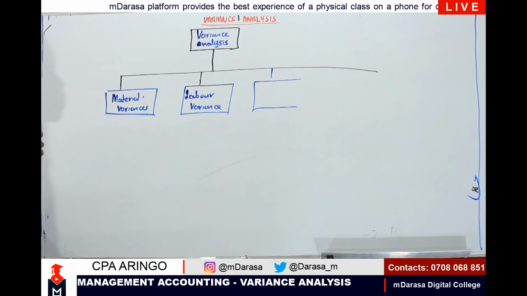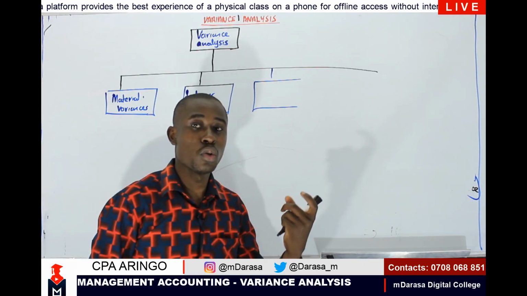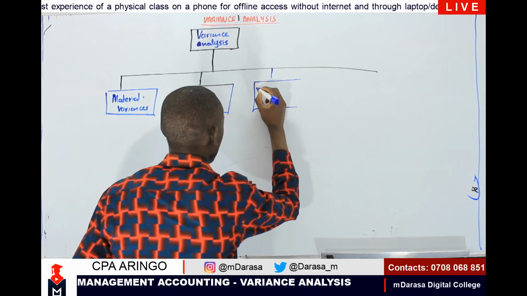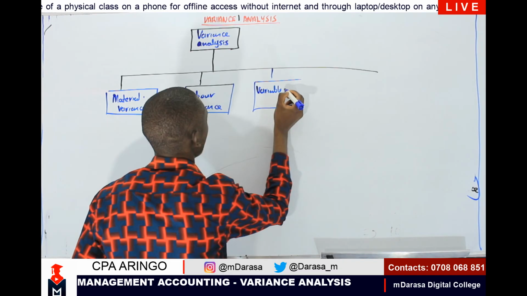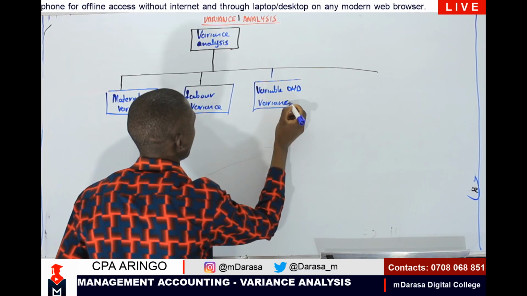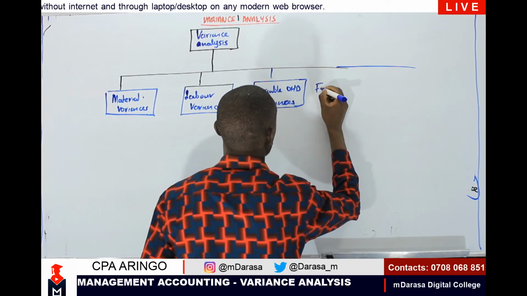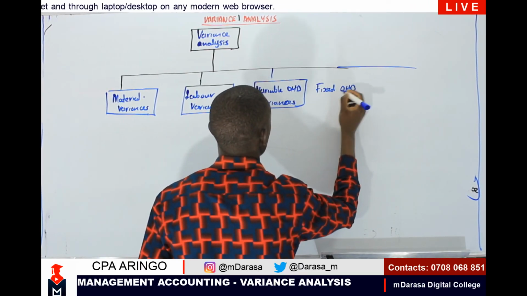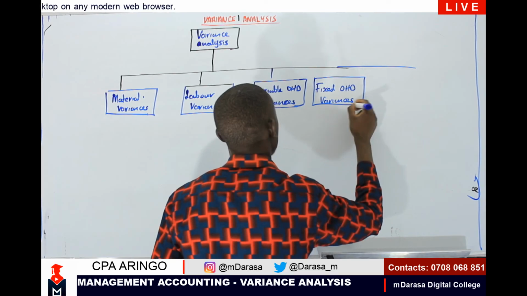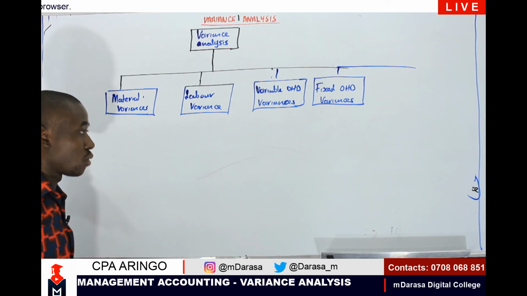Category number 3, I've just divided them at once. We'll be looking at the aspect of overhead variances, but overhead variances is categorized into 2. So we are saying 5 because we've broken overhead variances into 2 categories: variable overhead variances and fixed overhead variances, category number 4. But basically, all these are overhead variances.